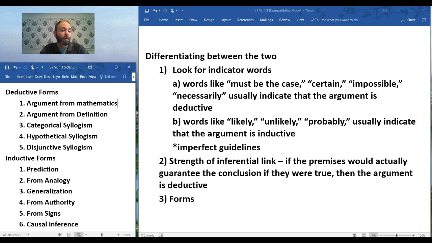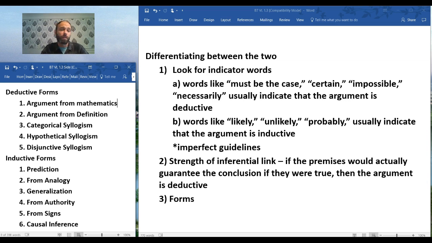And then for our inductive forms, we have 6 types. We have predictions, arguments from analogy, generalizations, arguments from authority, arguments from signs, and causal inference. Note that that word is causal, not casual. Causal inference is our final type of inductive argument form.